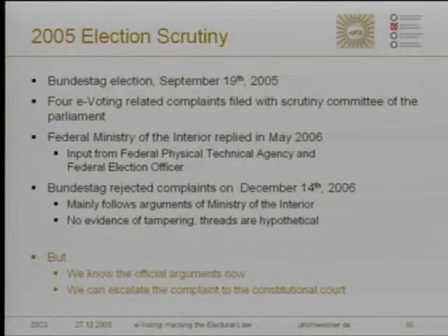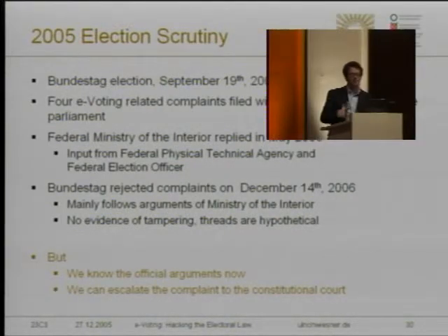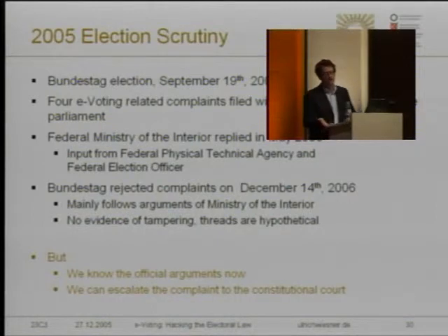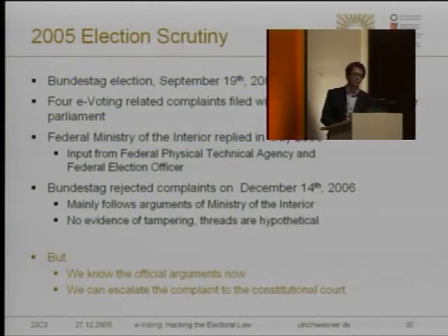And most European countries don't have an approach where scrutiny is actually run by the parliament itself, because in the end, the parliament members would need to say, I haven't been legally elected. So that is not a very successful approach, and the next level, the second level in Germany, is the constitutional court, where this is normally taken more seriously. But this is where we are.